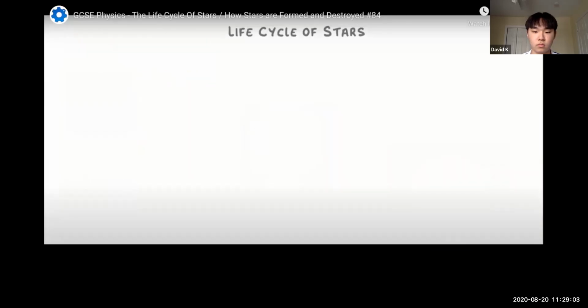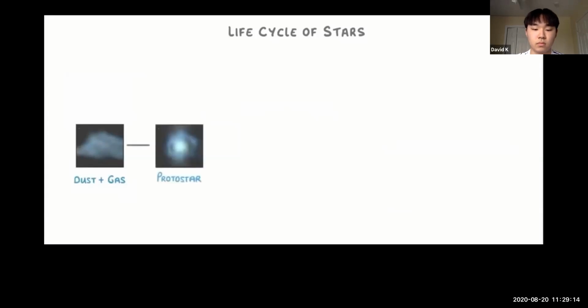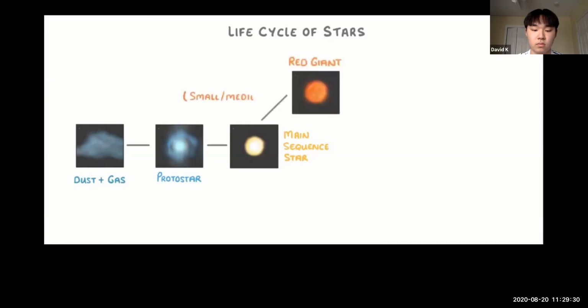So to quickly recap everything, stars initially form from clouds of dust and gas that slowly come together under the attractive force of gravity to form a protostar. When the pressure and temperature get high enough, nuclear fusion takes off, and we transition to a main sequence star. After a long time, often billions of years, the star exhausts its hydrogen supplies and becomes either a red giant if it's a small to medium size, or a red supergiant if it's a big star.